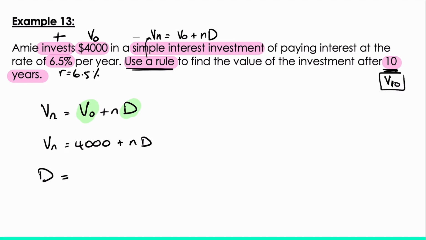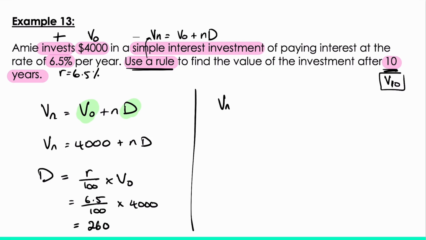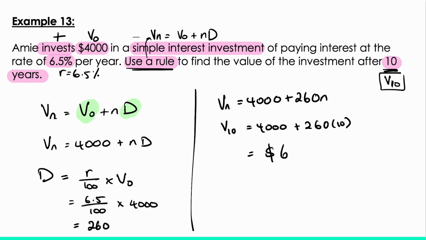So what we're going to do is write out our formula. If you remember, D is equal to R over 100 times V0. So in this case, it's 6.5 over 100 times 4,000, and that's how much interest I'm going to be charged per year. Onto our calculator. And I get $260. Okay, so that means my final rule is 4,000 plus 260N. And now if I want to solve for V10, so what's happened after 10 years, I can go ahead and substitute 10 into there. So we can put that straight into our calculator, and I get 6,600.